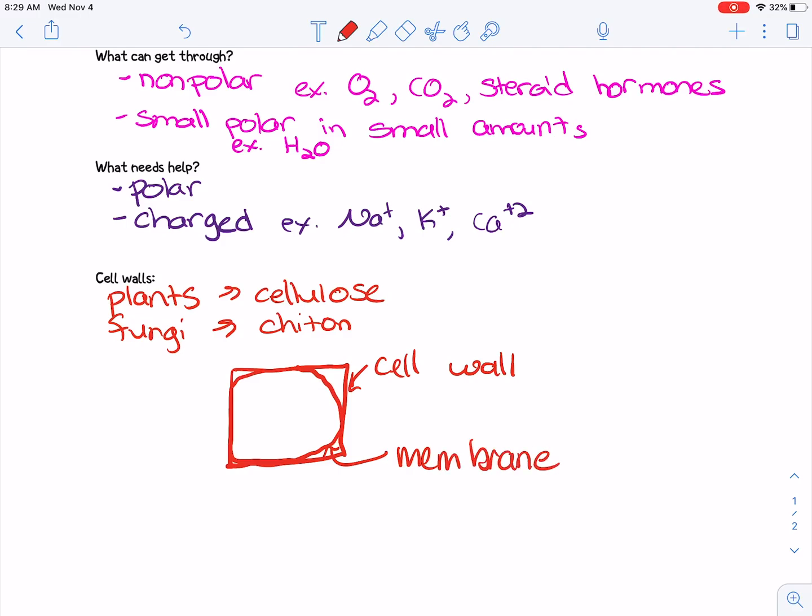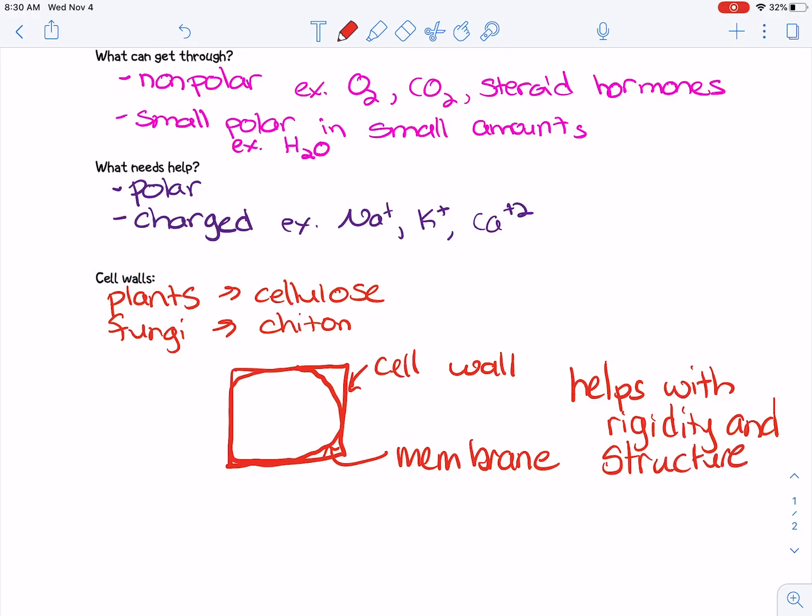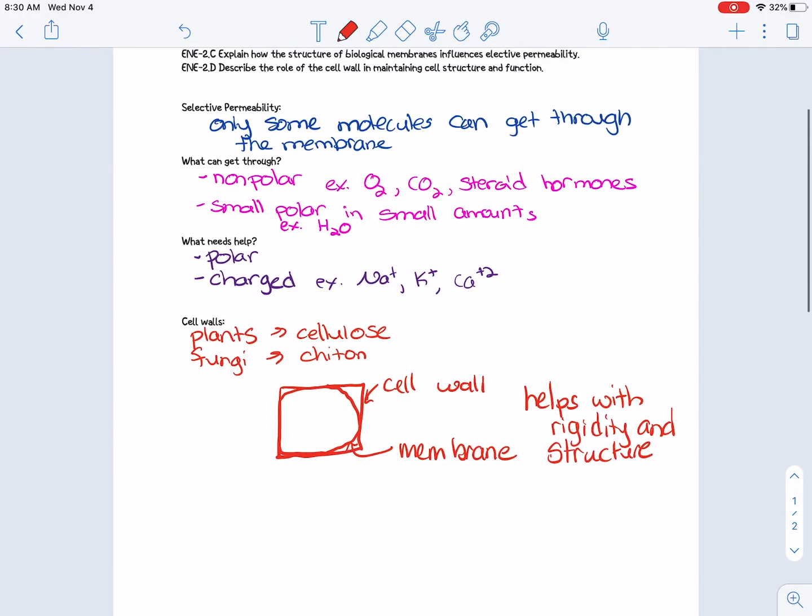But that wall is going to help maintain structure and rigidity. If you think about it, a plant or a fungus isn't capable of walking and moving very much. That's because of that cell wall. It helps maintain that firm structure, so it helps with rigidity and structure. And we're going to see how that comes into play when we talk about the movement of water as well.